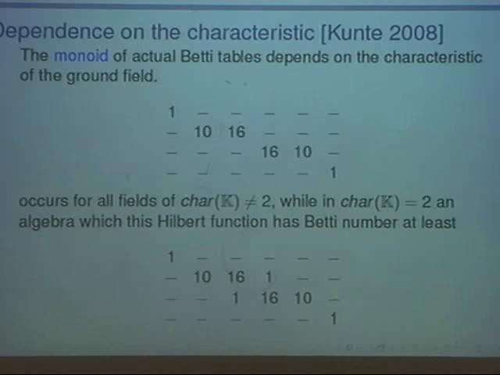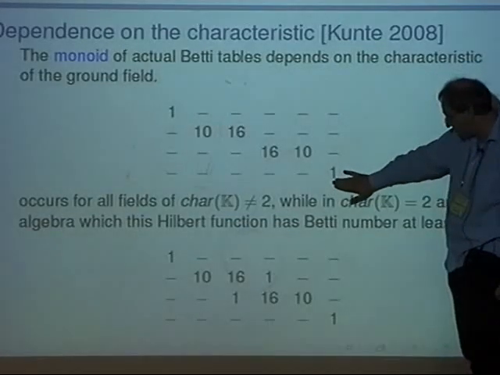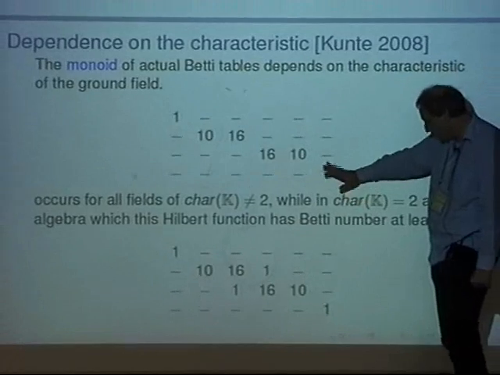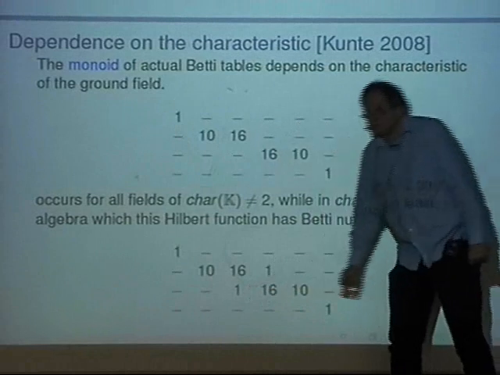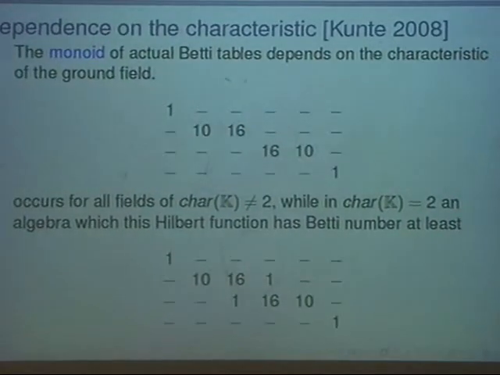What we really would like to know, of course, is the monoid of actual Betti tables. That is a more difficult question. For one thing, it also depends on the characteristic of the ground field. So this diagram here doesn't occur in characteristic 2. If you have characteristic 2, then we have at least a 1 over here, which in particular means that the analog of Green's conjecture in characteristic 2, if you know what that means, isn't true in that case.